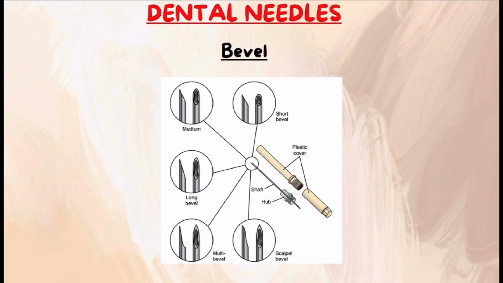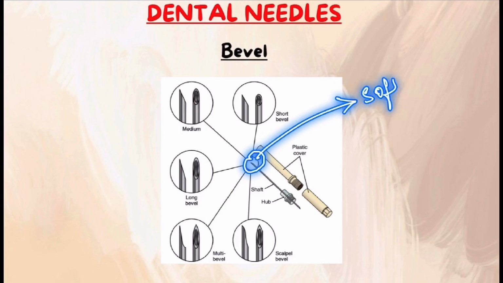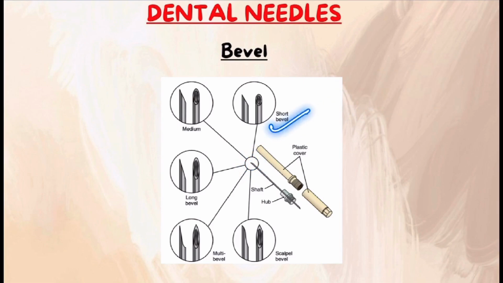Now let us understand each component of the needle in detail. Let us begin with the bevel first. Bevel is the tip of the needle and it is designed in such a way that the needle penetrates soft tissues with minimal resistance. There are different types of bevels: short bevel, medium bevel, long bevel, multi-bevel, and scalpel bevel. So this bevel provides the cutting surface.